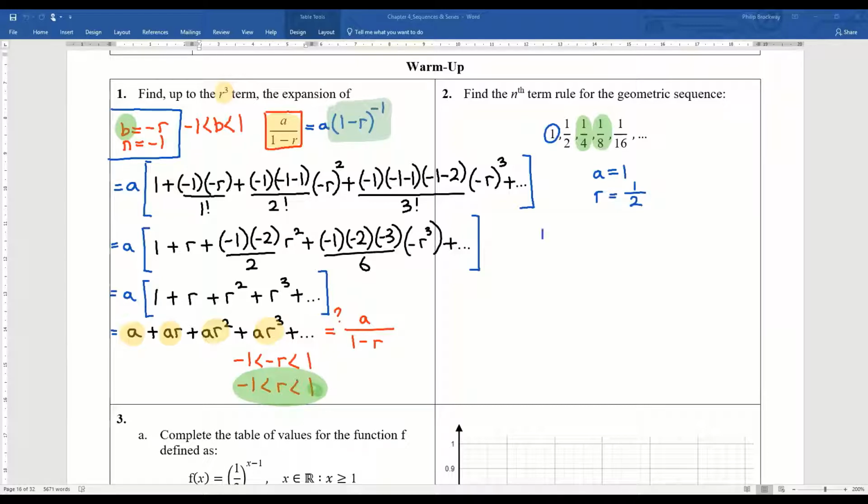So Un, using the general form, is equal to A R to the power n subtract 1, which is equal to 1 multiplied by 1/2 to the power n subtract 1. In other words, my sequence is going to be a half to the power n subtract 1. Okay, and we've done.